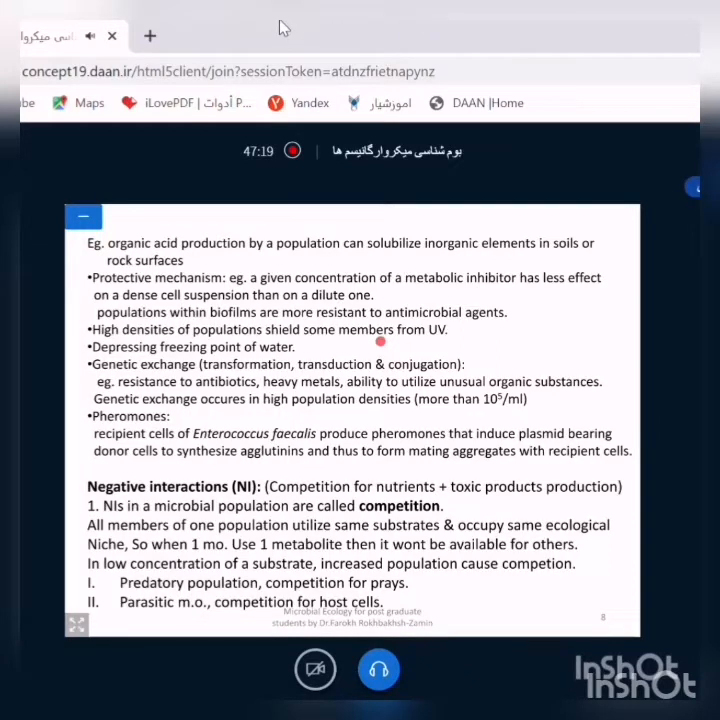The big colony is more resistant to the UV because the upper bacteria shield the inner part of the colony, not allowing UV to go there. But in the flat colony, most bacteria are exposed to the UV and mostly they are killed. So the bigger the colony, the more protected it is against the effect of UV radiation.